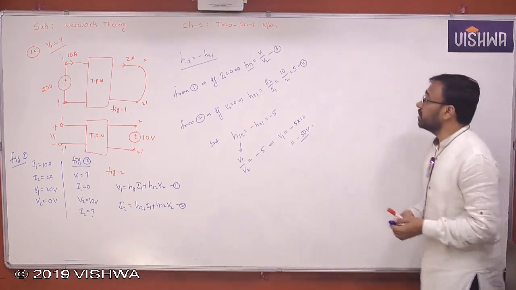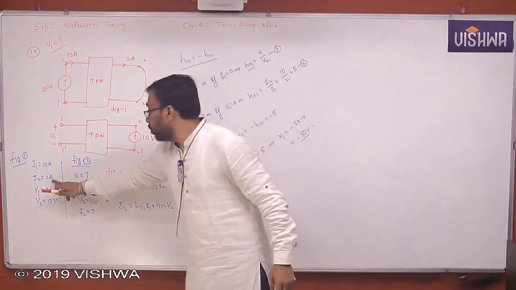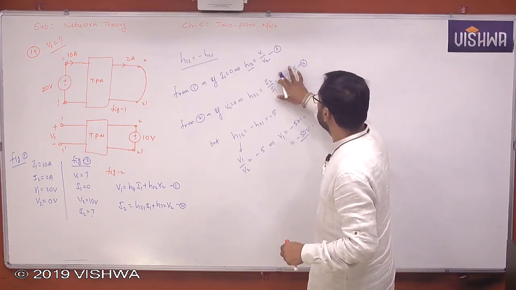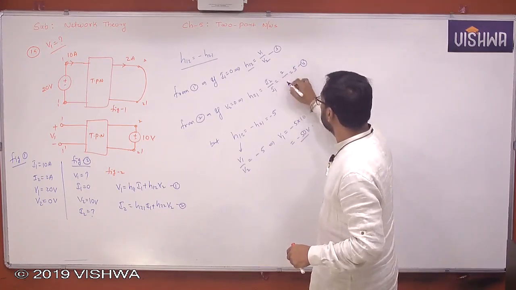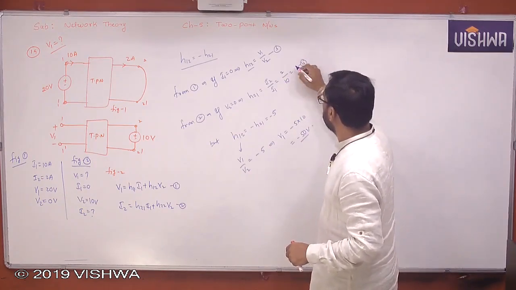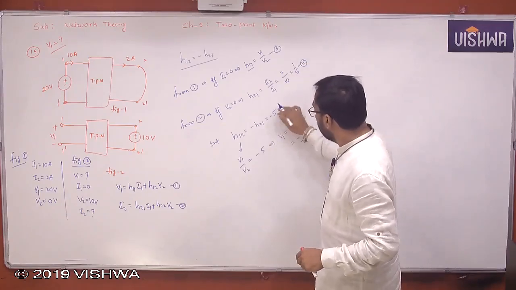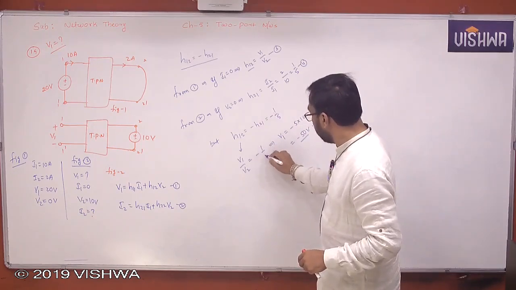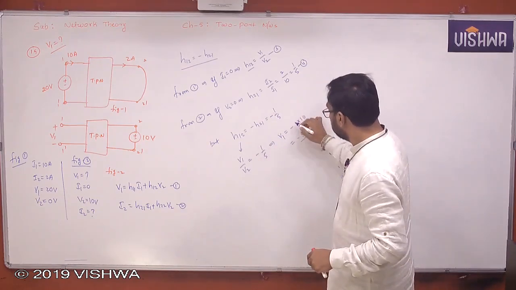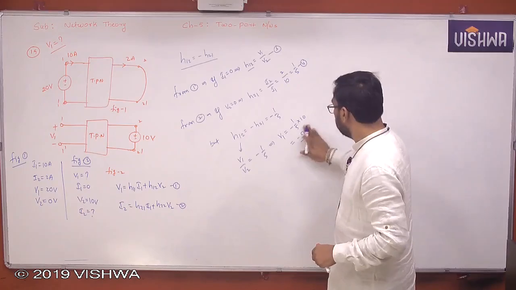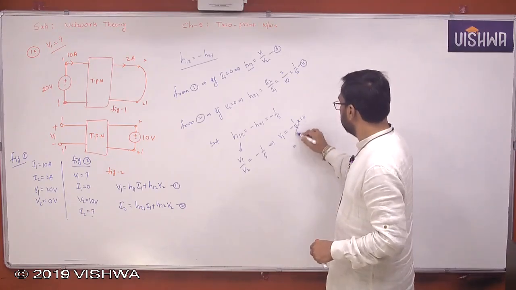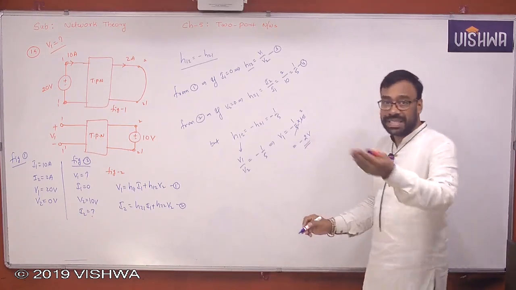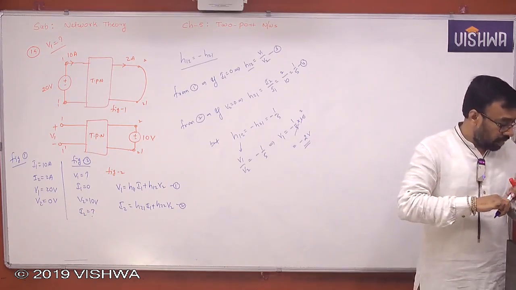I think we made a small mistake here in the calculation. What is I2? 2 amperes. I1 is 10 amperes. So I made a mistake. This is 2, this is 10, so this is 1 by 5. So you got minus 1 by 5. Please correct it. Okay, the next one.